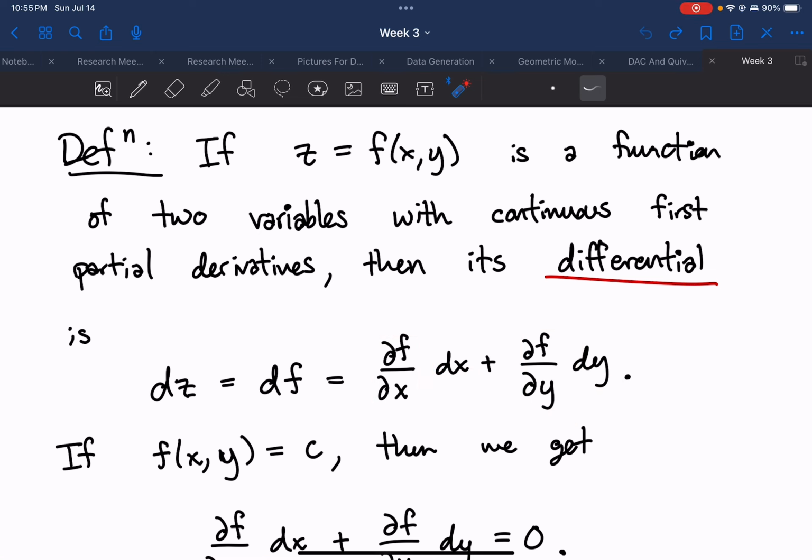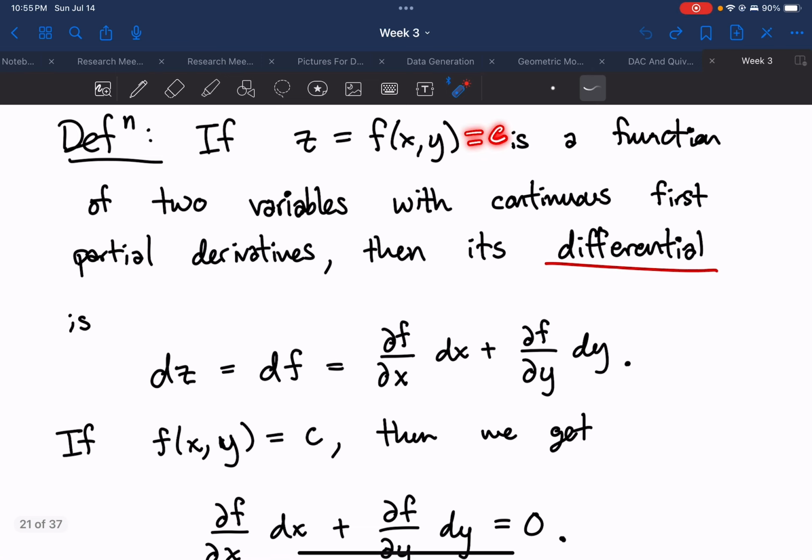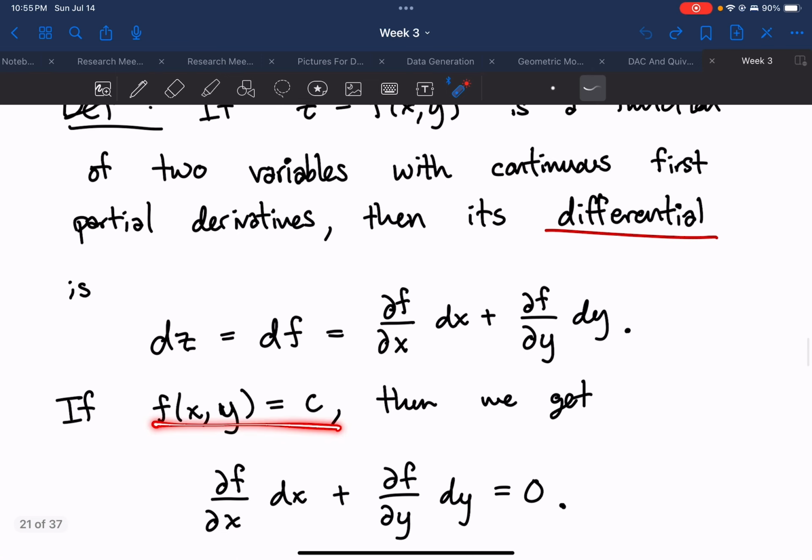This is the closest thing we have to a derivative in multivariable calculus, the differential. And specifically, if z equals a constant, if f is equal to a constant, then taking the differential on both sides, you get the differential of f on the left-hand side, and on the right-hand side, the differential of a constant is 0. So on the left-hand side we get this, and on the right-hand side we get 0.